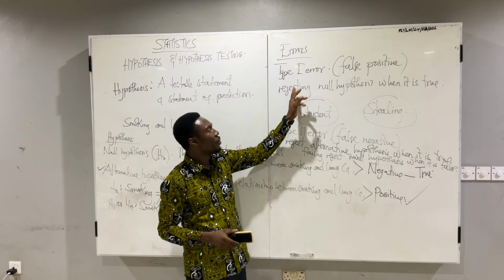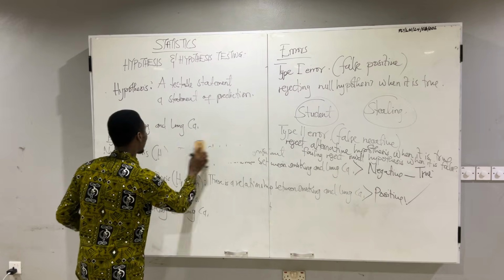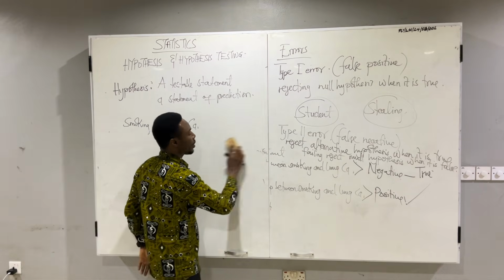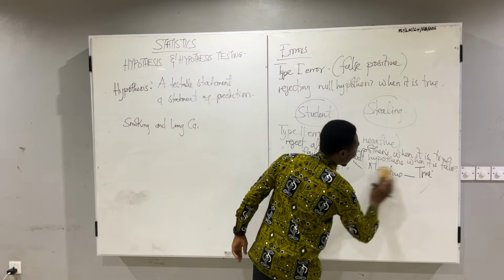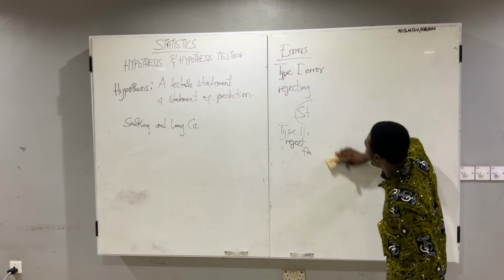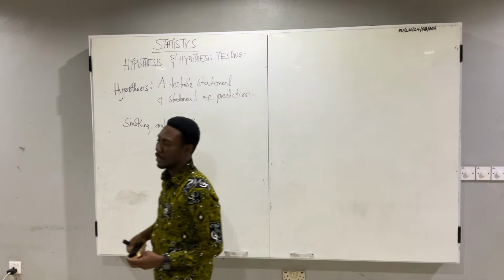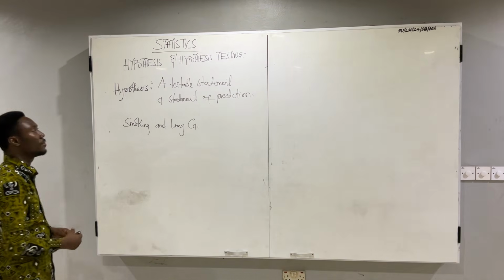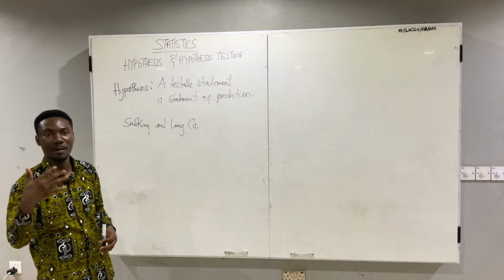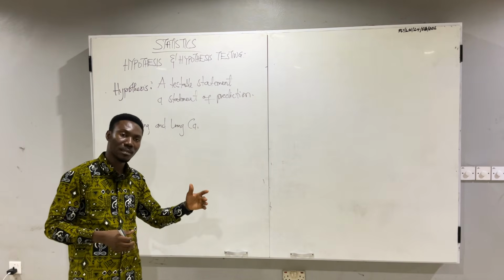Type 1 error: rejecting null hypothesis when it is true. Okay, so we have two types of errors, type 1 error and type 2 error. What is type 1 error? Type 1 error is when you reject the null hypothesis when it is true. We also call it the false positive error. What is type 2 error? Rejecting alternative hypothesis when it is true. We call that type 2 error, or you can call it false negative.